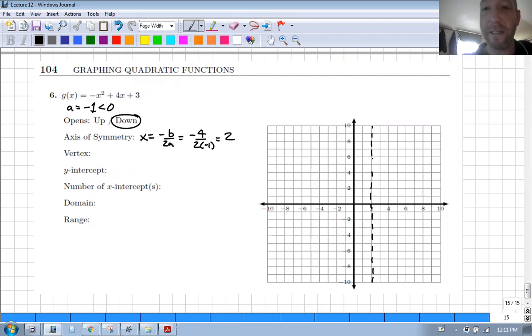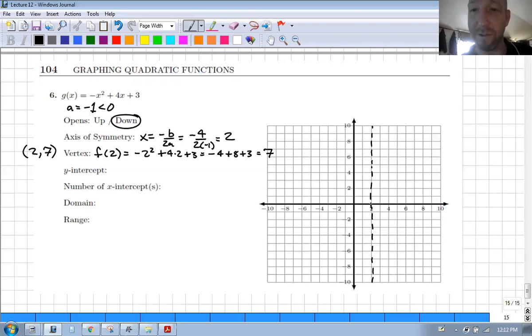Our vertex lies on this line, but how far up or down do we go? Well, we plug 2 into our function. We've got negative 2 squared plus 4 times 2 plus 3. It's negative 4 plus 8 plus 3, which is 7. So our vertex here is at 2, 7. Over 2, up 7. Boom. There's our vertex.